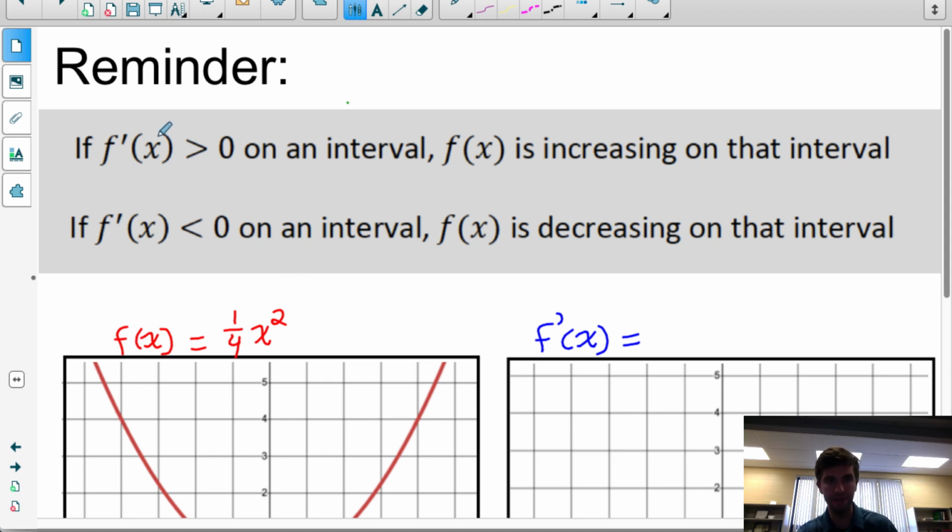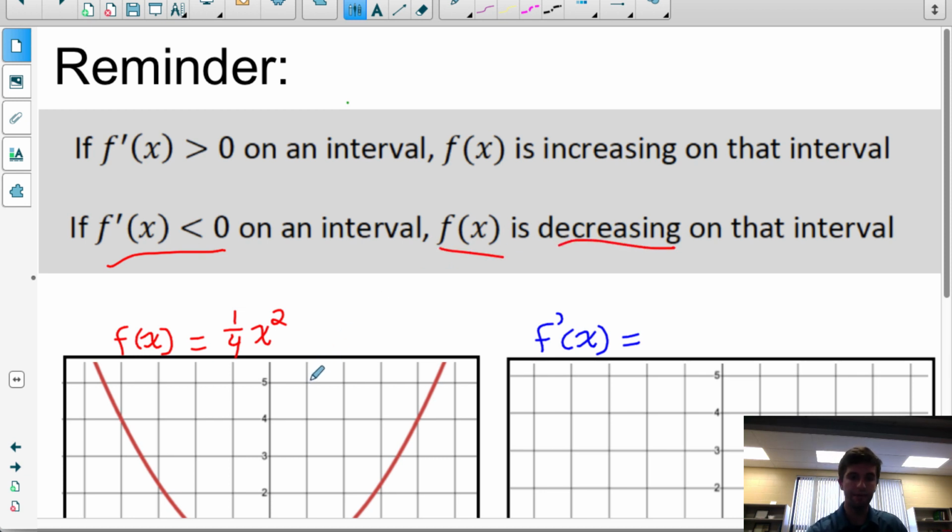Another way of phrasing that would be, if the derivative of a function is positive, then the original function is increasing. And below that, the next rule says if f prime of x is less than 0 on an interval, then f of x is decreasing on that same interval. So if the derivative over an interval is negative, that means the original function is decreasing.